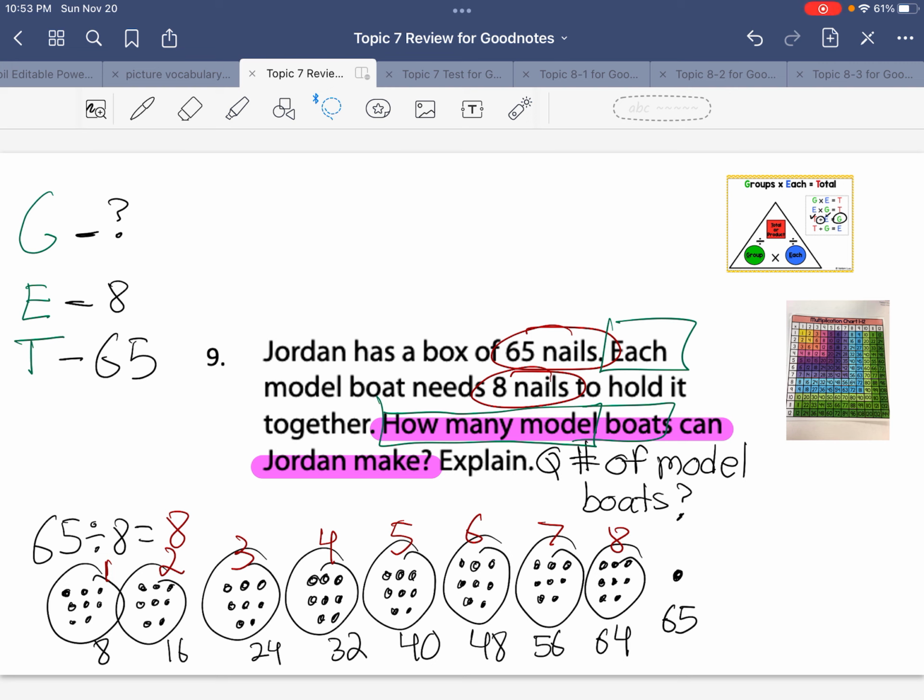Okay. So 65 divided by 8 would be 8 with a remainder of 1. That would be my full answer. Okay, but they're just asking how many model boats can he make. That's why it's just 8.